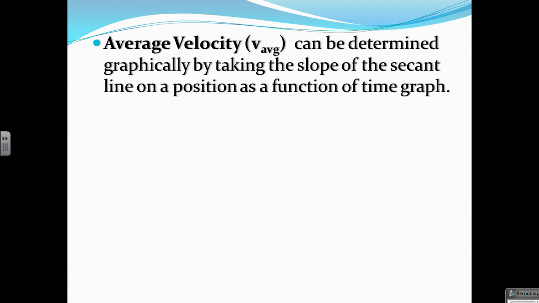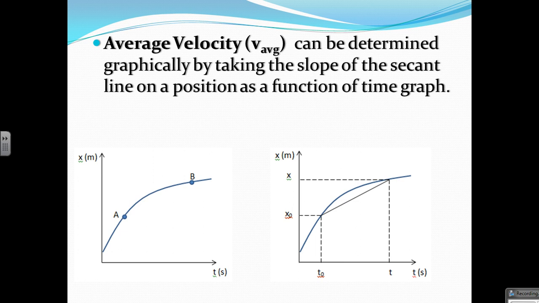If you're looking at this graphically, you could find the average velocity by taking the slope of a secant line on a position as a function of time graph, which you see below. Here we have position plotted on our y-axis and time plotted on our x-axis, and we have a graph showing where the position is as time varies. If you want to know what the average velocity is between 2 points, say time initial and time final, you would end up just taking the slope of this line, and again that corresponds very nicely with our equation where we have change in x over change in time.